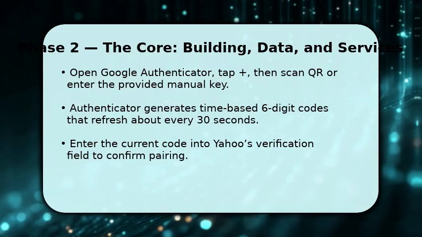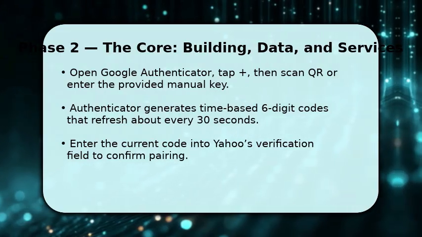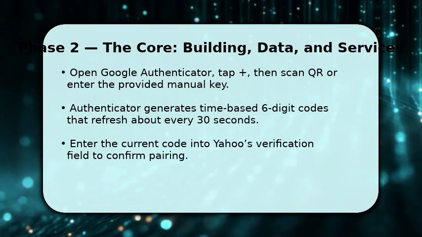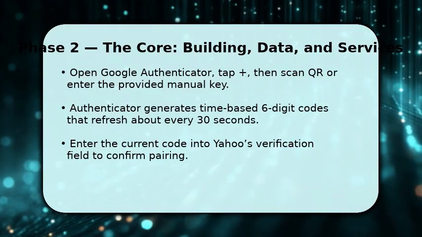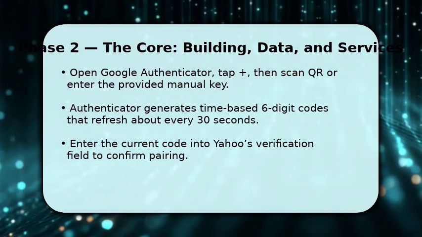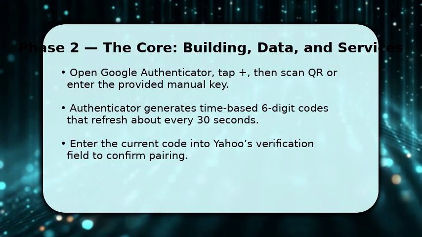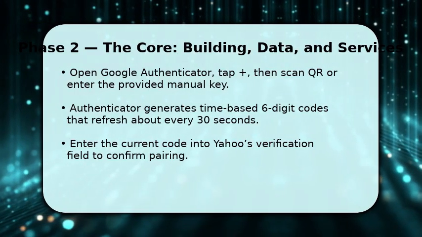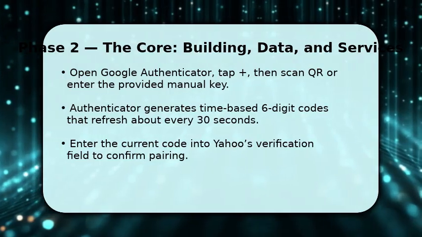Once added, the app will display a 6-digit, time-based code that refreshes roughly every 30 seconds. This is how Yahoo verifies you. Type the current code from the app into Yahoo's verification box and submit. When Yahoo accepts the code, the Authenticator is paired and will be required for future sign-ins.